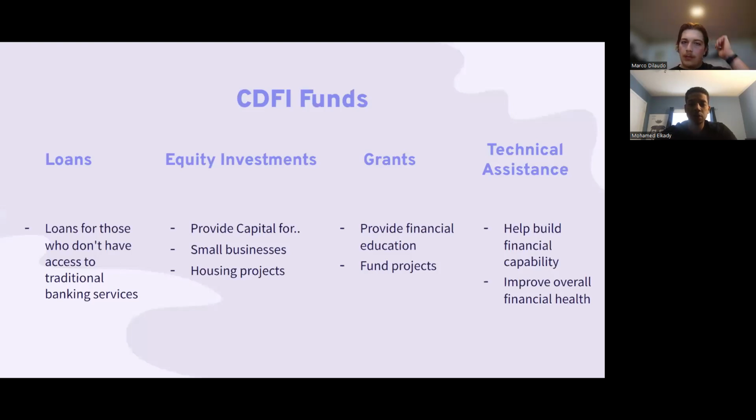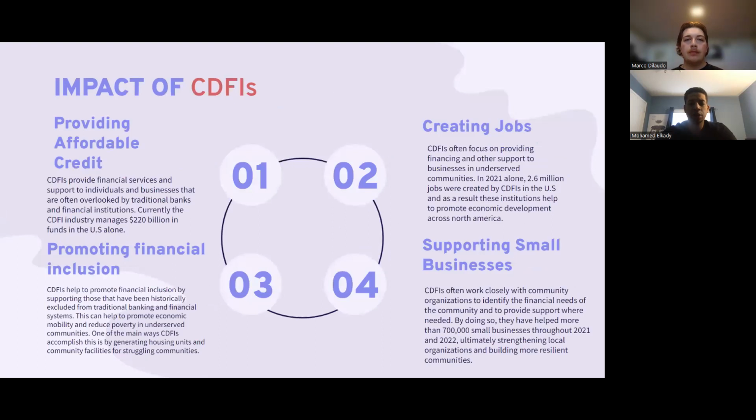Grants: CDFIs may receive grants from the federal government or other organizations to support their work. These grants may be used to provide financial education and other services, or to fund specific projects that promote community development. Technical assistance: in addition to providing financial products and services, CDFIs also offer technical assistance to help individuals and businesses build financial capability and improve their overall financial health. This may include financial education, business planning support, and other resources to help individuals and businesses succeed.